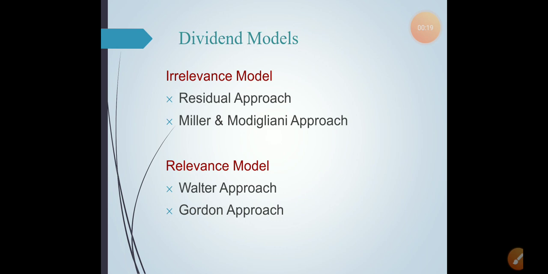There are basically two types of models if we are talking about approaches of a dividend policy. The first is the irrelevance model, where we are discussing two approaches: one is the residual approach and another is the Modigliani and Miller approach, or Miller and Modigliani approach, which is also famous by the name of approach of dividend policy. The other approaches are relevance approaches, which we will discuss later on, under which we will discuss Walter approach and Gordon approach. So we will discuss it one by one. First we will move towards the irrelevance model.